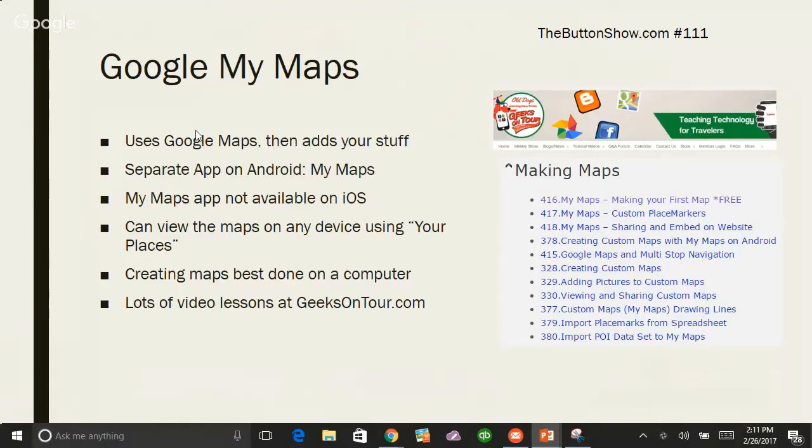So how it works, My Maps is how you make your maps. It uses Google Maps as its foundation, and then it adds your markers and the pictures. Now, on the phones, there is a separate app on Android called My Maps. It is not available on iOS. But actually, because the easiest way to create these maps is on the computer, you can view them on both Android and Apple iOS.